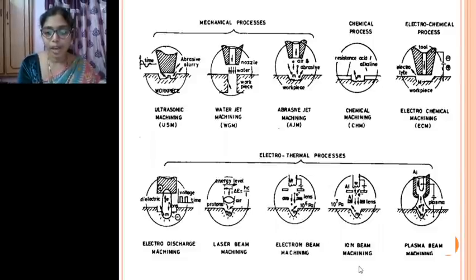And then we have ion beam machining. We use ions to hit the surface and remove the material from the surface. And in plasma beam machining, plasma gas is used. Gas in the form of plasma is used to remove the material from the surface. These are the electrothermal processes, where we use electrical energy and the material removal happens by a thermal process.